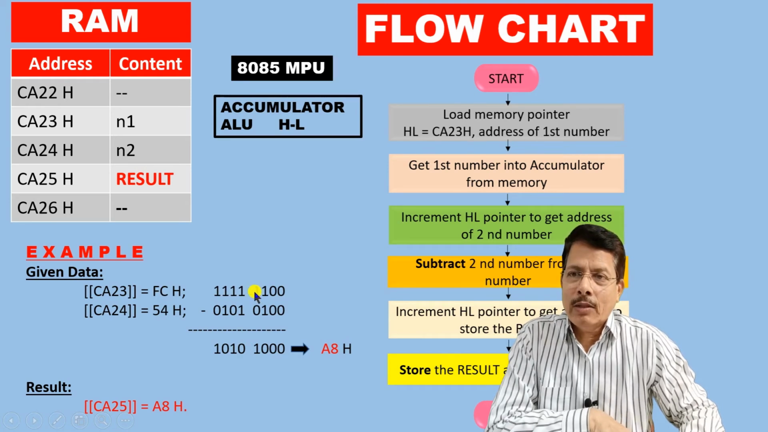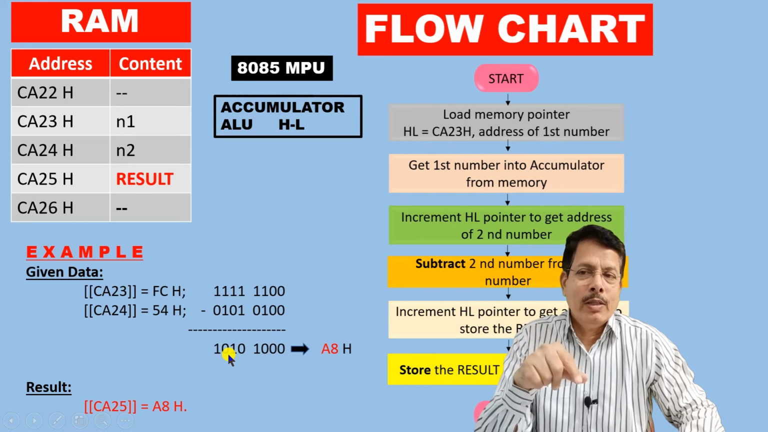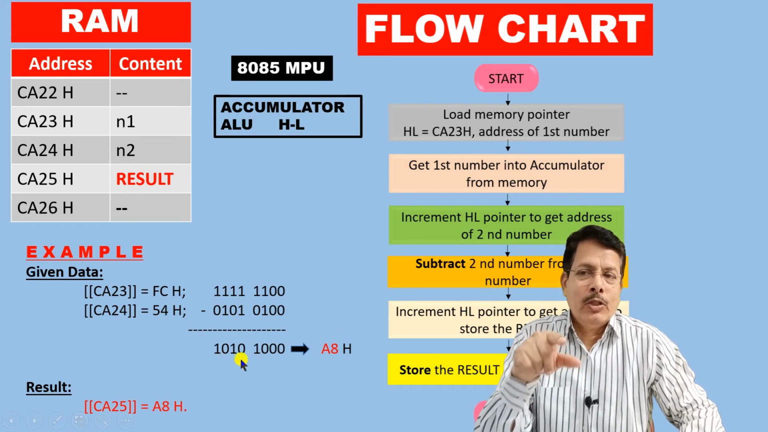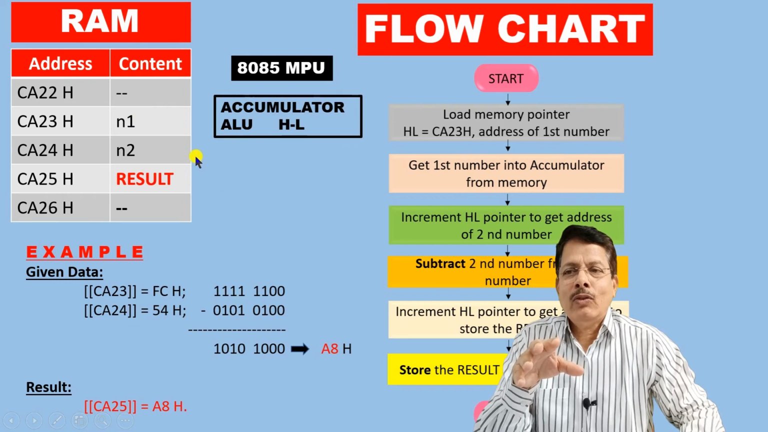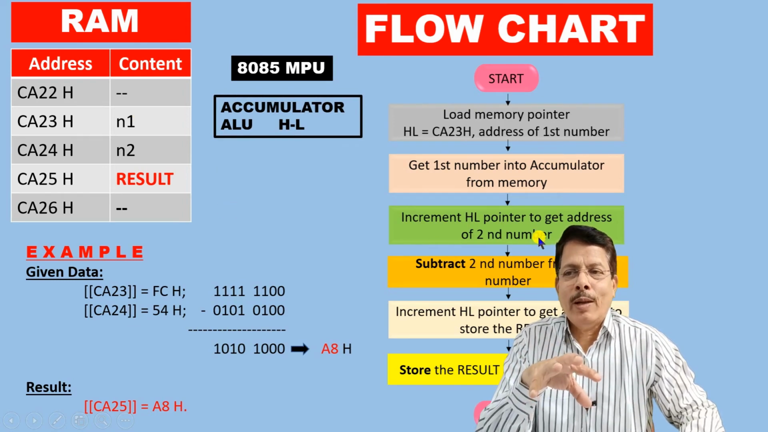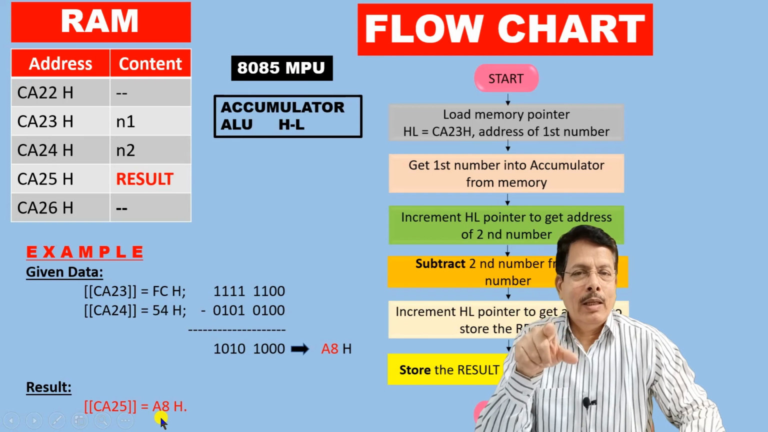FC in binary looks like this: 1111 1100, and the next number, 54, in binary is 0101 0100. When these 8 bits are subtracted from these 8 bits, the result produced in binary is 1010 1000, and if you want that result back in hexadecimal form, it is A8. Therefore after execution of this particular program, you will get the result A8, and it will go to CA25.